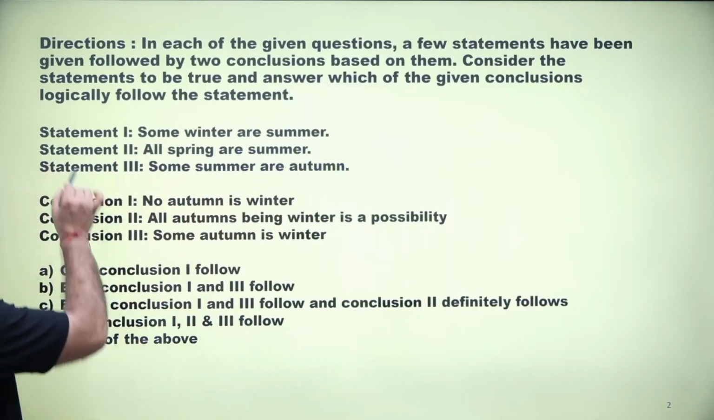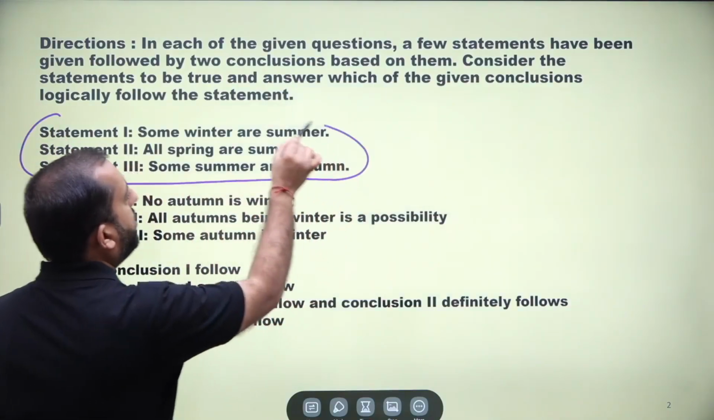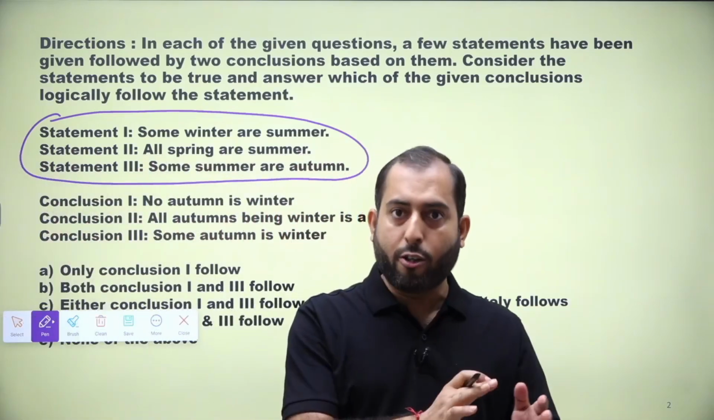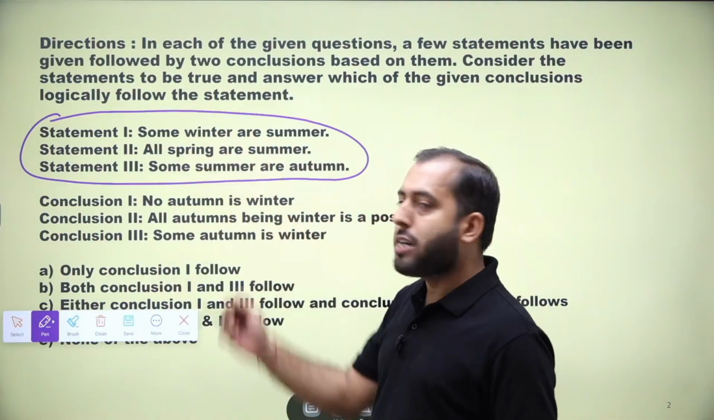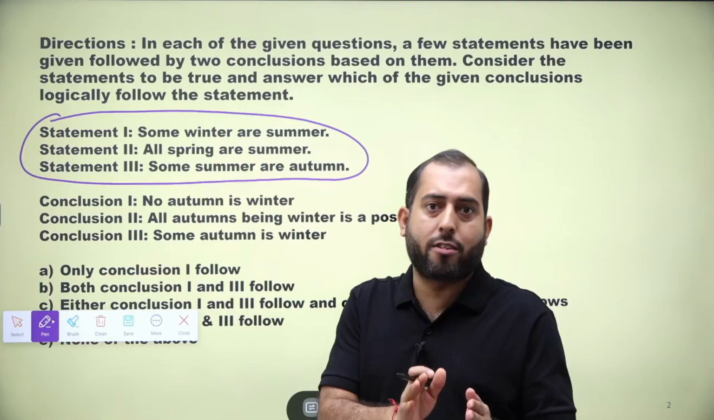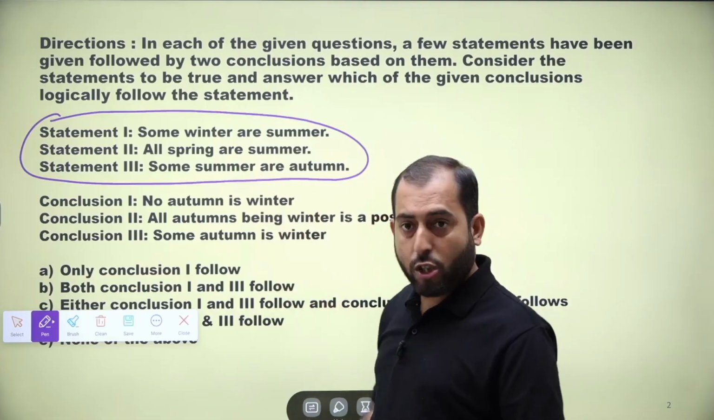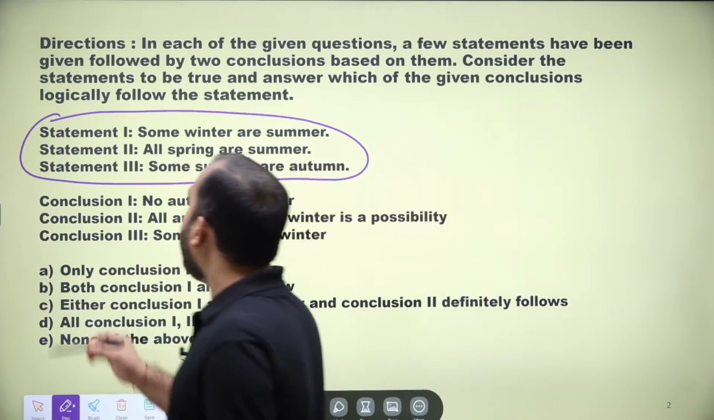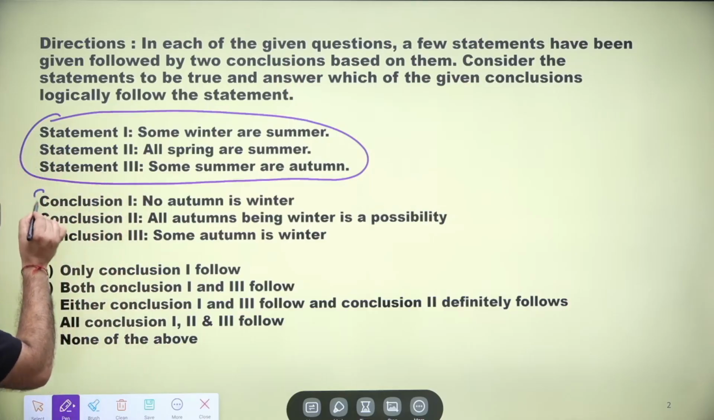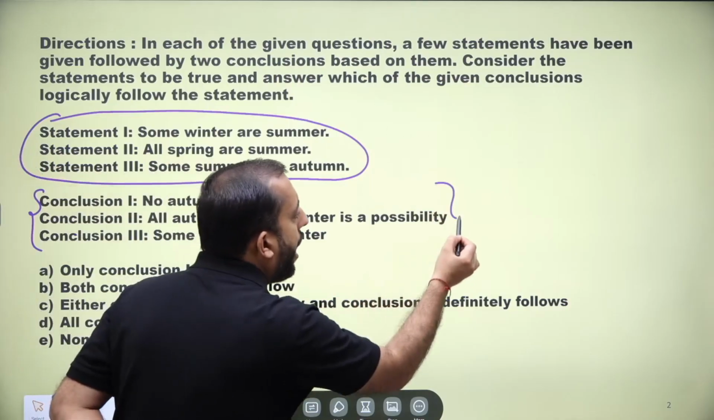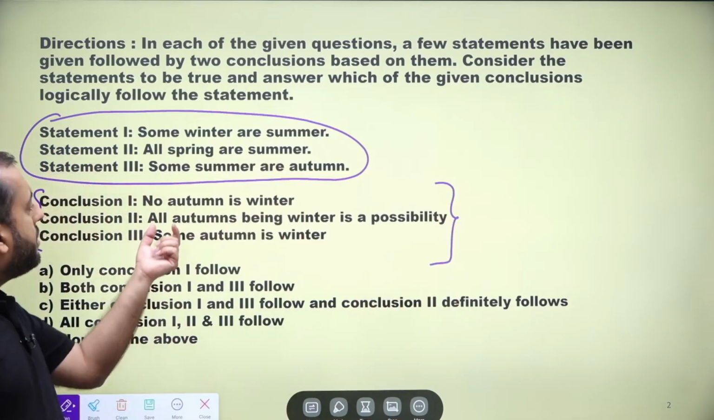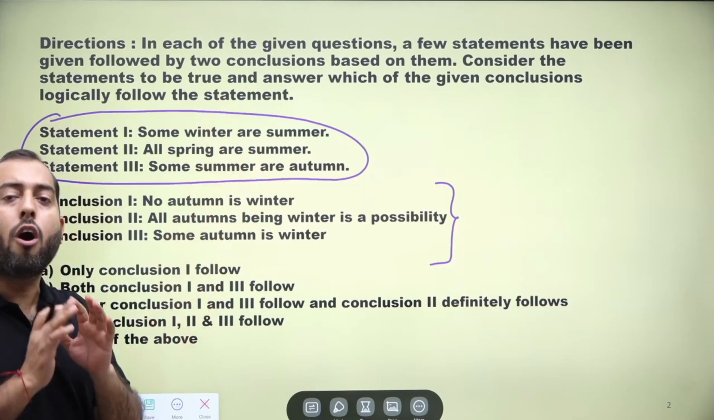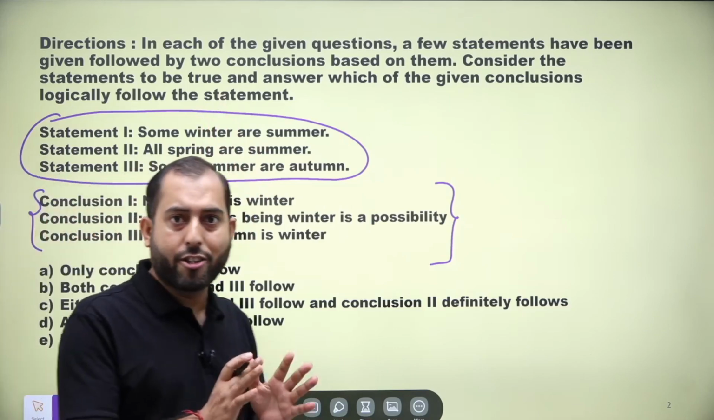The examiner will give you a set of statements like this. Now, the information given in the statement may not be actually true. See, some winters are summer. It is not practically possible. But in these kinds of questions, if something is written, then you need to assume it to be true. And based upon these statements, you will have a set of conclusions, and you need to tell whether each conclusion can be drawn from the given statements or not. So I hope the structure is clear.